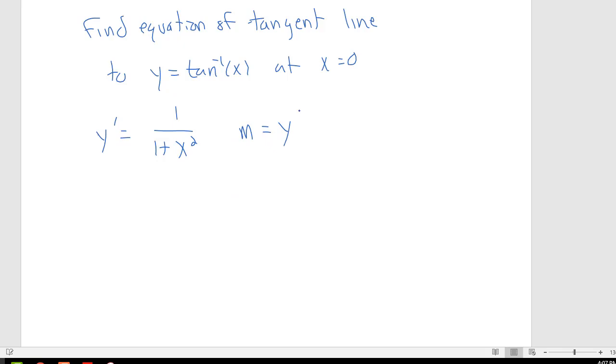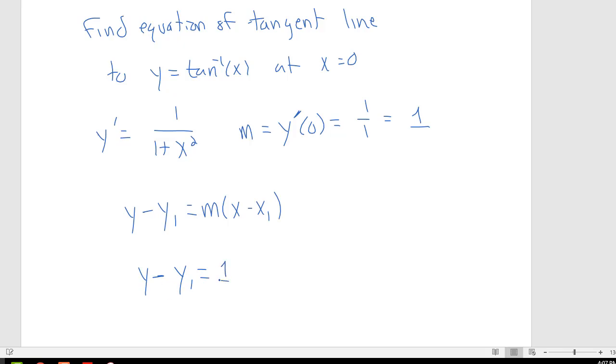So then the slope at x equals 0 is y prime at 0. So if we plug 0 in here, we're going to get 0 squared plus 1. So we're going to have 1 over 1, or 1 is the slope at x equals 0. And then I'm going to do the point slope formula. y minus y1 equals m times x minus x1. So I have my slope, m. I have the x value, but I don't have the y value. So I have y minus, I'm going to come back and figure that out, and then m and x minus 0.